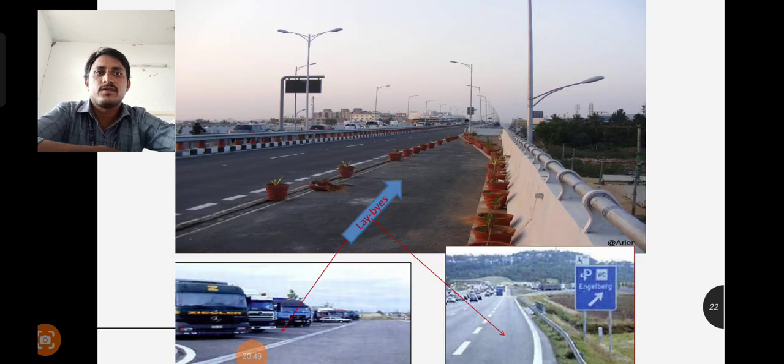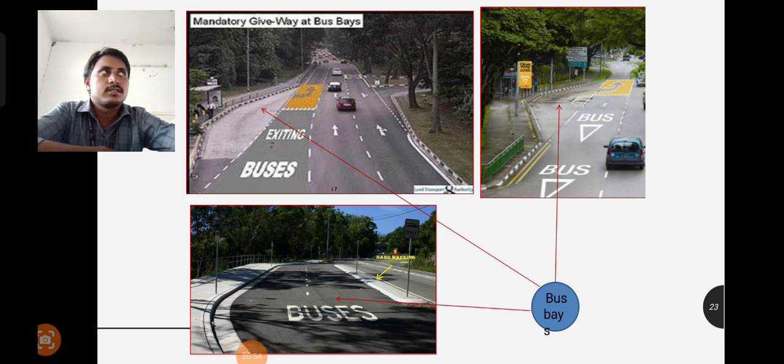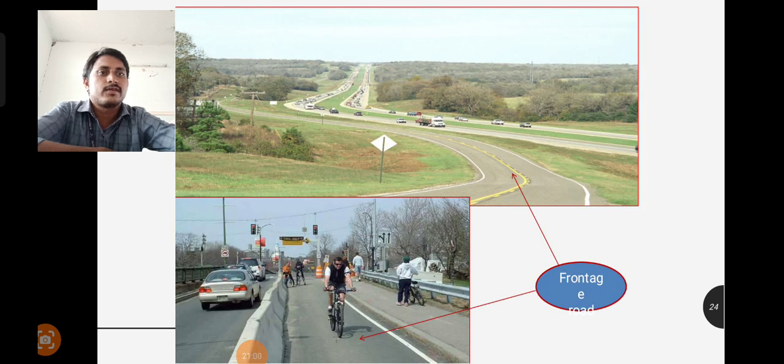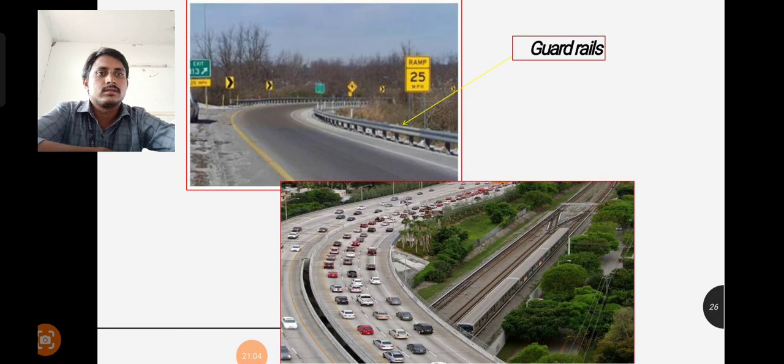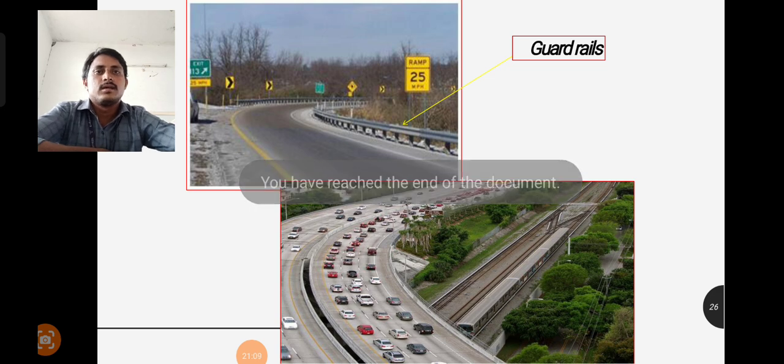This is the diagram of lay-bys and pedestrians. Bus spaces are also provided separately in urban areas. That diagram is also visible, and the frontage of the road is also there. You can see in these slides, and guardrails I will also mention. So this is the topic of highway cross sectional elements.